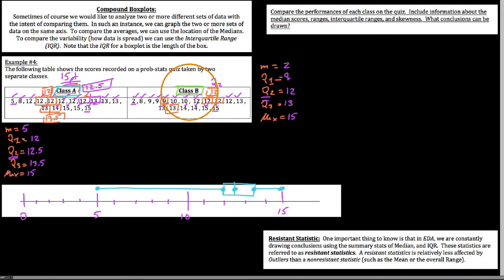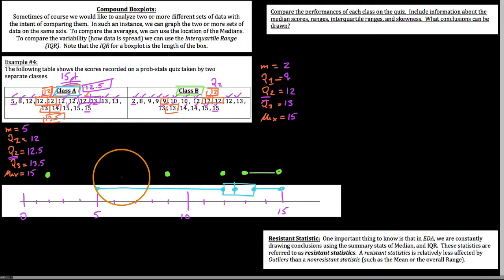So now, doing class B in green, we say that the minimum datum was 2. So this is actually going to be right above 2. We'll just stack this on top of the other box. So 2. And we say 9. 9 is the Q1 value. So here's my 9. And then 12 is my median. 13 is the end of our third quartile of data. And then 15 was the maximum here.